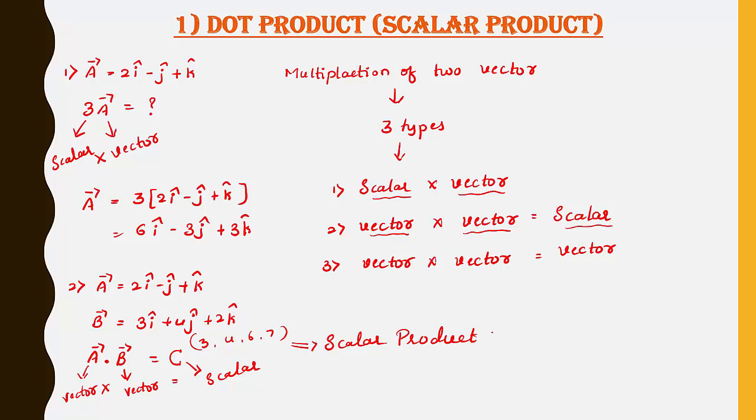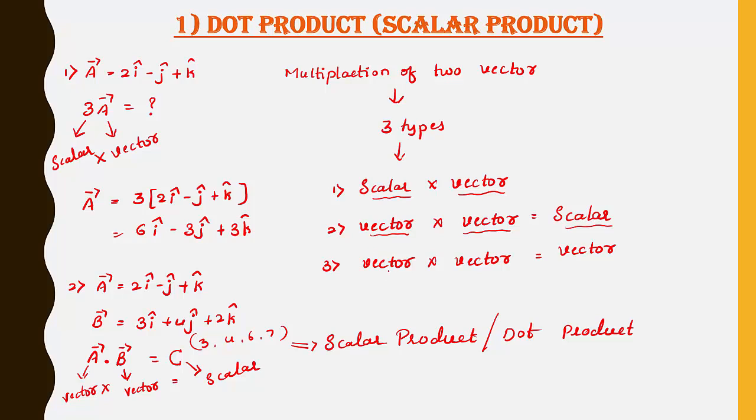So scalar product is also called the dot product. This is the second type of multiplication of two vectors: scalar product or dot product. What happens here? When we multiply two vectors, the result is a scalar quantity and is represented with a dot. So we are going to call it the dot product or scalar product.